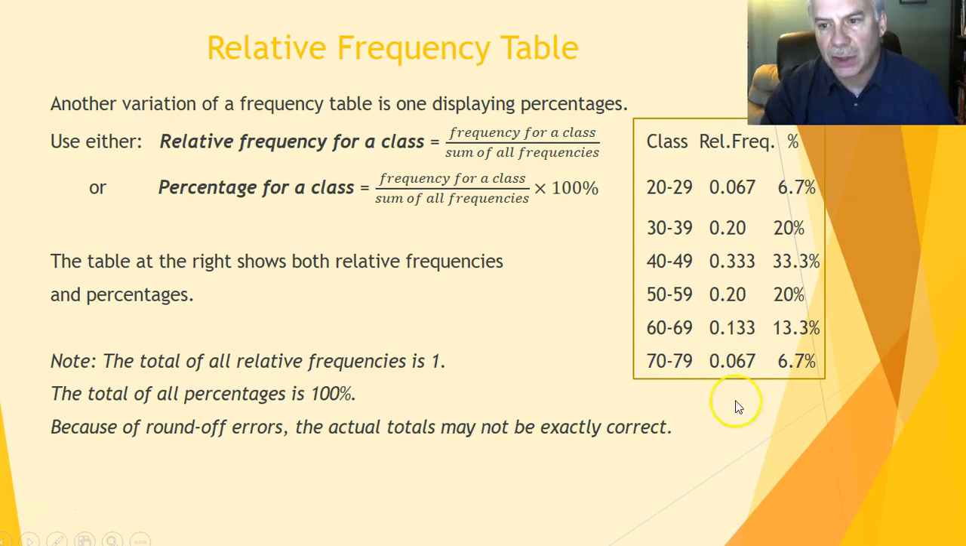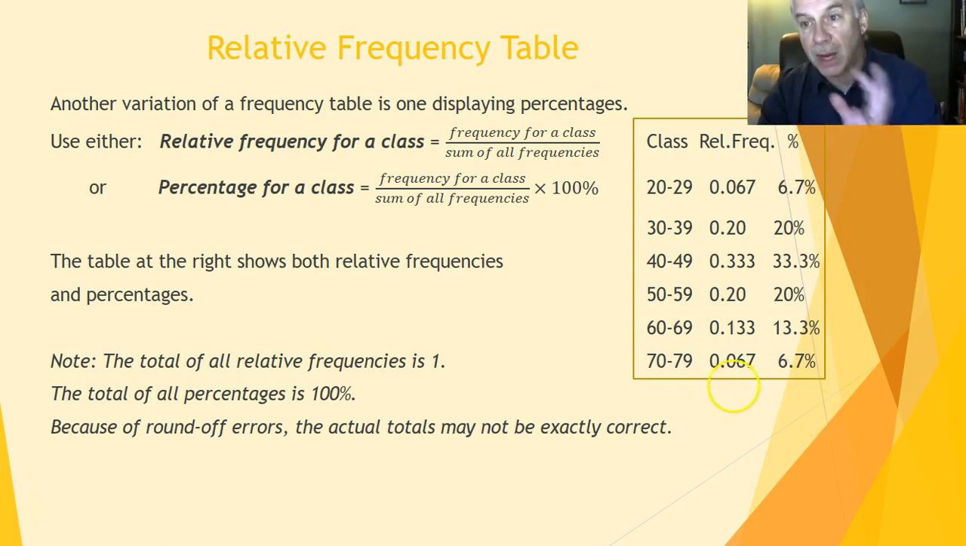And it's basically showing what percent of the scores are in each of the classes. So 33 1/3, which is about a third, 1/3 of the scores are in that middle class of from 40 to 49. Okay. Now, if you totaled up the relative frequencies in the middle column here, it would equal 1 approximately. Or if you total up these percentages in the last column, it would be equal 100% approximately.